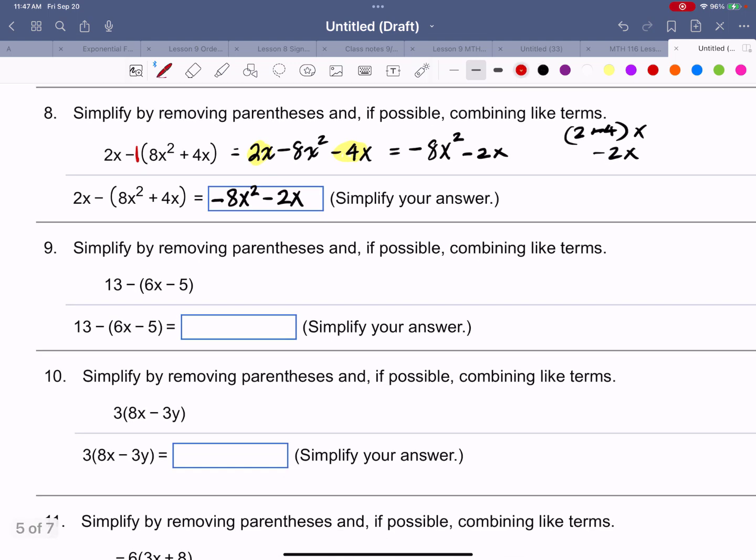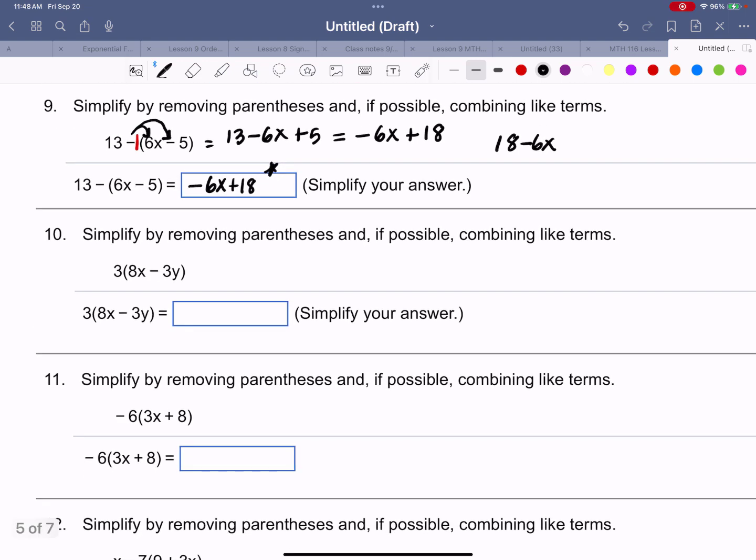Number 9, very similar. We have a 1 there. So we're going to go 13 minus 6x plus 5. So the minus 1 times the 6x makes it a minus 6x. The minus 1 times the minus 5 makes a positive 5. And look, we now have some like terms because the numbers 13 and 5 are like terms and they can be added for 18. So negative 6x plus 18. Perfectly acceptable to write 18 minus 6x, though this is the preferable answer. It's in a little bit better format.